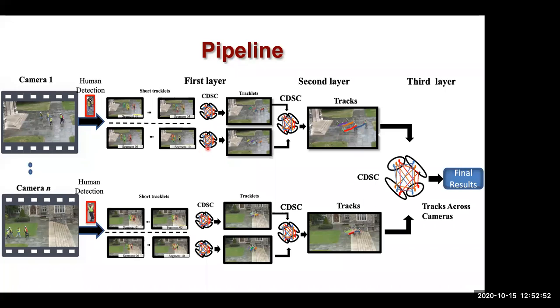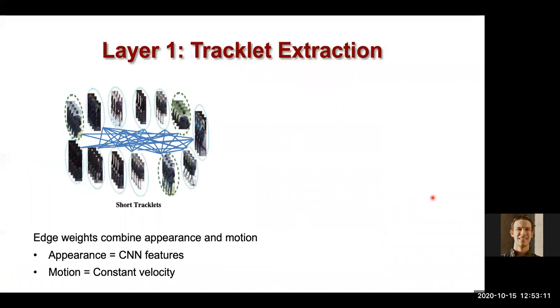Finally, the third layer tries to combine the results taken from the independent cameras. And we build a third layer where now the nodes of the graph are the tracks found in the previous steps. And then we extract again a dominant set, which will give us the final result. So let me show with a simple example how this works.